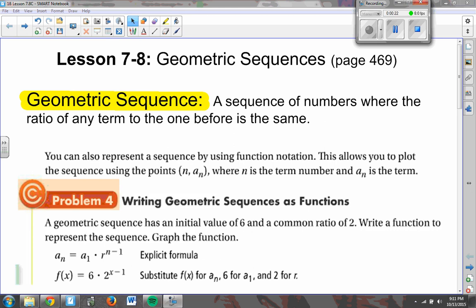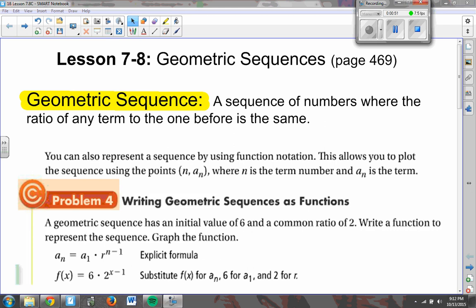Just as another reminder, a geometric sequence is one where the ratio of any term to the one before it is the same, meaning we're multiplying over and over repeatedly to get from one term to the next term. Now, we're going to begin on page 469 and look at problem 4. This is the last type of example we need to be able to do before we finish up this section.